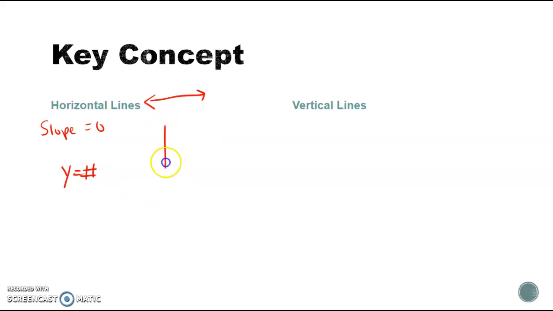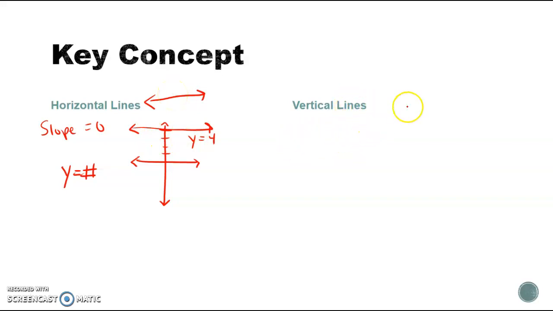So if I draw something here, I don't know, 1, 2, 3, 4, and something like this, the equation of this line is going to be y equals 4, because it doesn't matter what x value I choose. Whatever x value I choose, y is still going to be 4, because there is no slope.